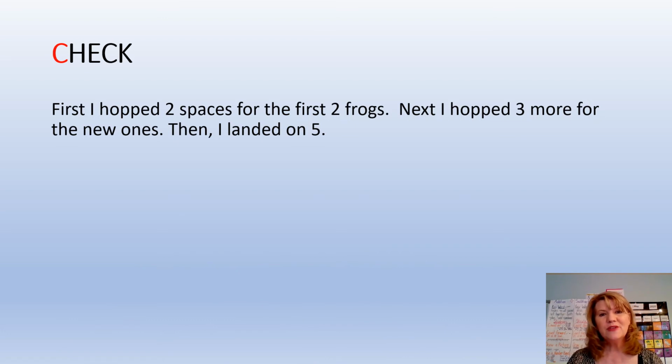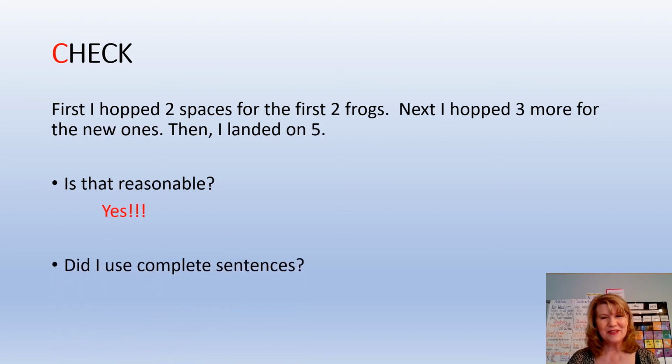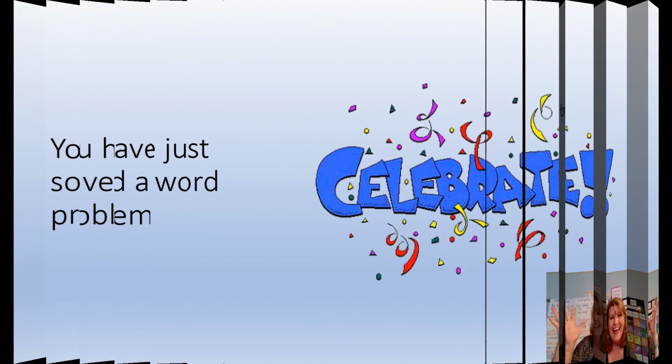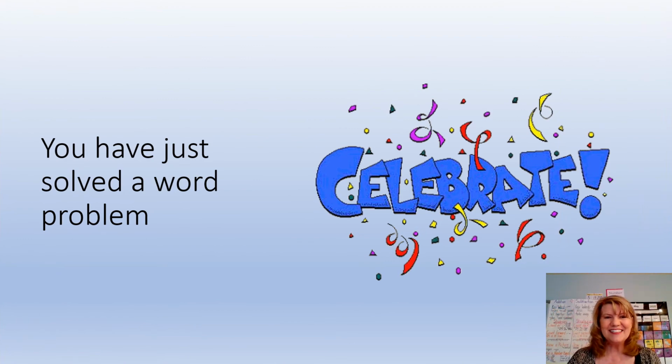First, I hopped 2 spaces for the first 2 frogs. Next, I hopped 3 more for the new ones. Then I landed on 5. Is that reasonable? Yes. Did I use a complete sentence? Yes. Yay, we just solved a story problem.